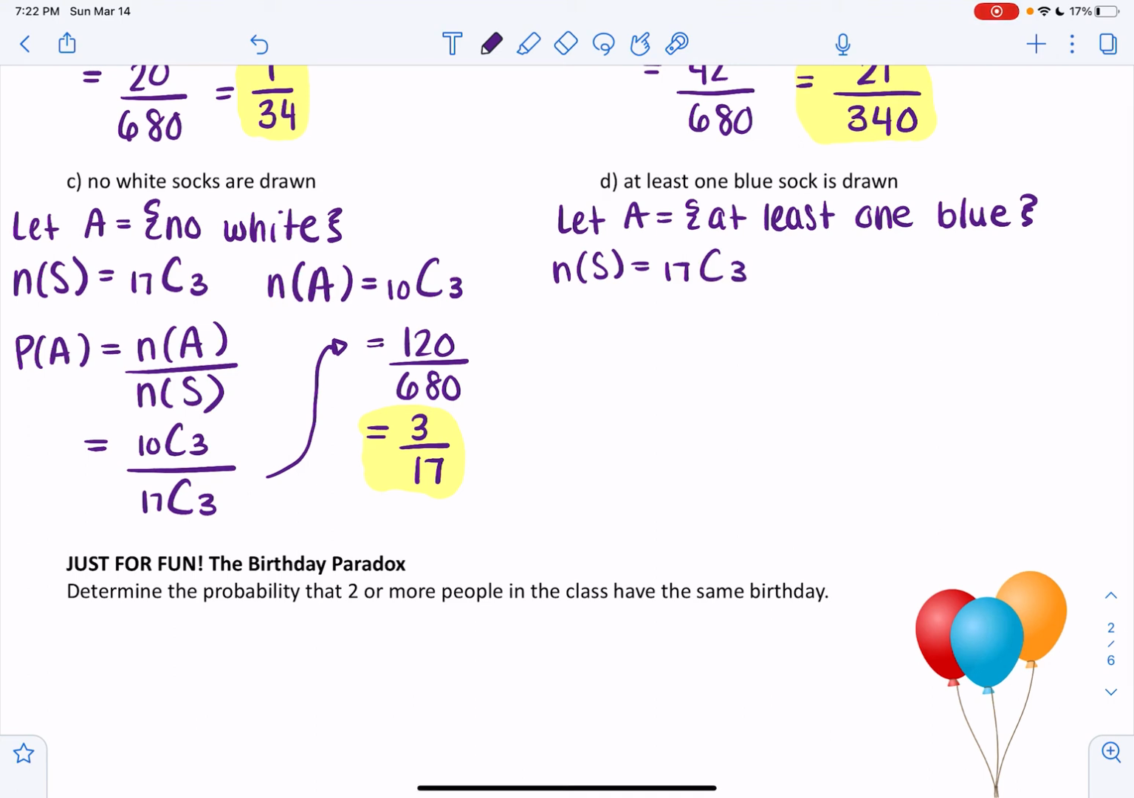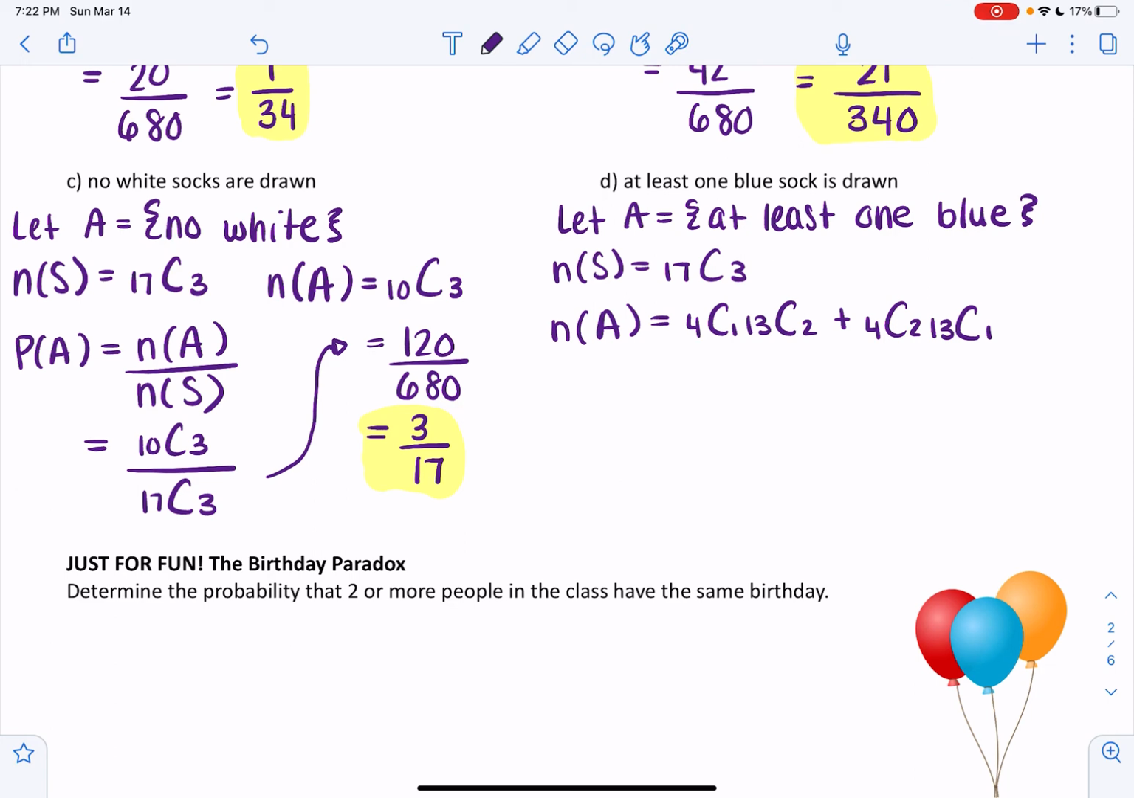That hasn't changed. Now for the number of ways we can have A, we could have where we choose 1 blue sock. So out of the 4 blue socks, we're going to choose 1. And then out of the remaining 13 socks, we're going to choose 2. Because we still have to pick 3 socks total. So we could have that case where we get 1, or we could have this case where we pick 2 blue socks. So out of the 4 blue socks, we choose 2. Out of the 13 other socks, we choose 1.